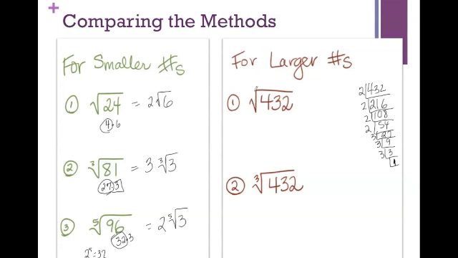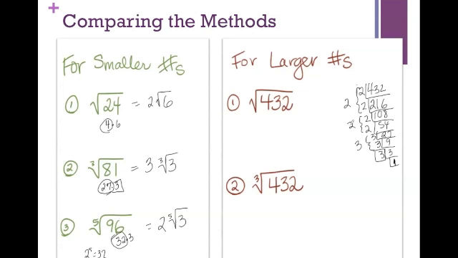Okay, I'm looking for square roots in my first example, so I'm going to look for pairs. Well, here's a pair of 2, so that's 1 2 that's coming out. Here's another pair of 2, so that's another 2 that's coming out. I also have a pair of 3, so there's a 3 that's coming out, and I'm left with a 3 inside.